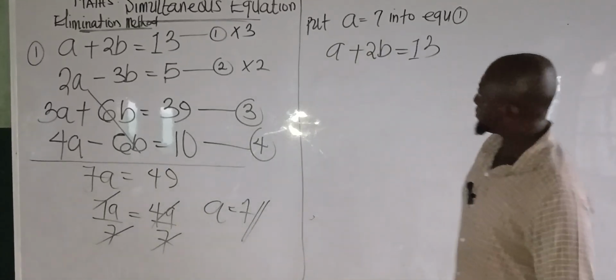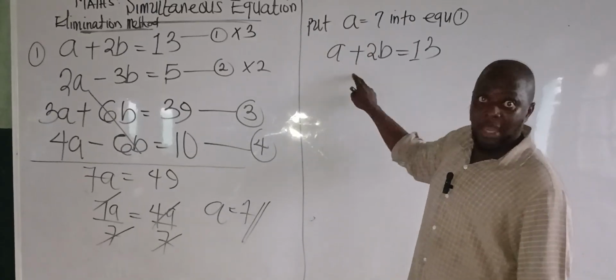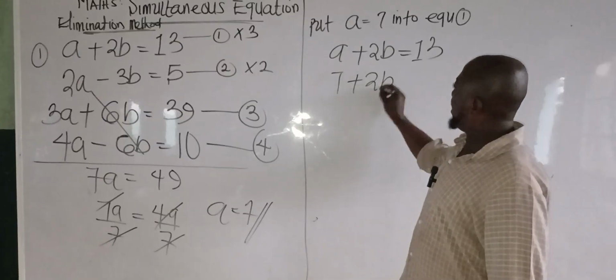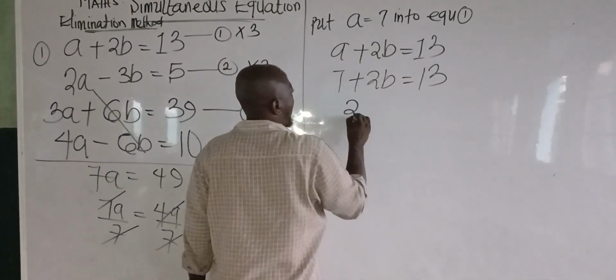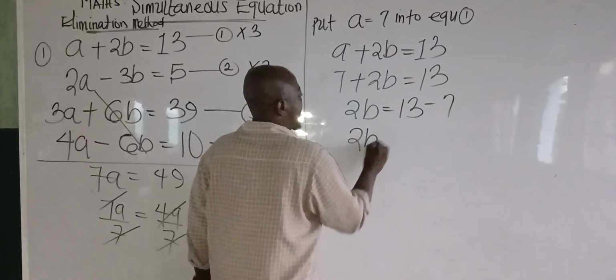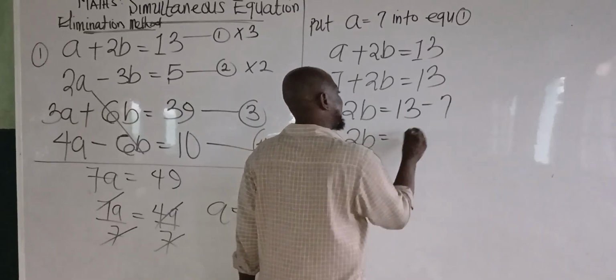So this is it. Now, anywhere I have A in this equation, I'll put 7 there. So I'm having A here now, so this is 7 plus 2B. That will give me 13. So do the math. Take this one over here. I'll have that 2B will give me 13 minus 7. So 2B here will give me what? This here will give me 6.